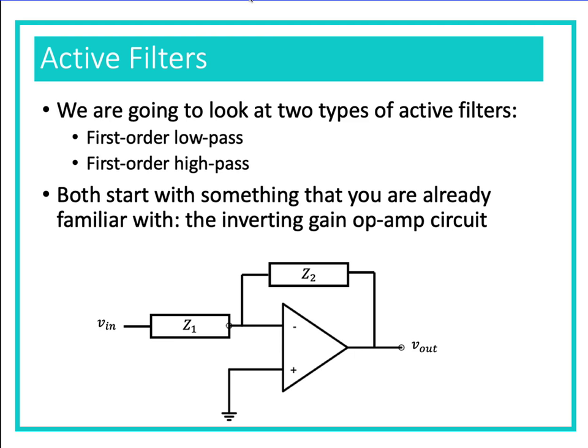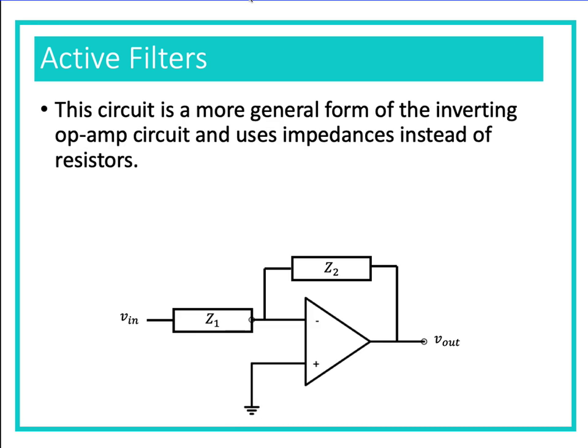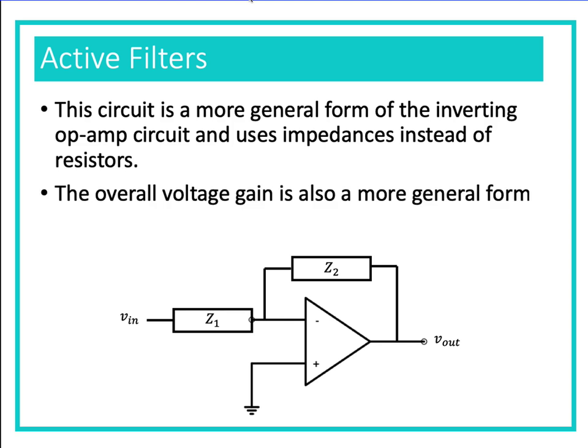The only real big difference is now, instead of resistors in the feedback path and in series with the input, we actually have impedances. So this is exactly the same circuit that you looked at when we studied op amps. The only difference is now we have impedance values. This is actually a more general form of the inverting op amp circuit, and its gain is also in a more general form. We just take minus Z2 over Z1, so it actually follows the same basic format as the inverting op amp circuit of before, only now we have impedances instead of resistances.